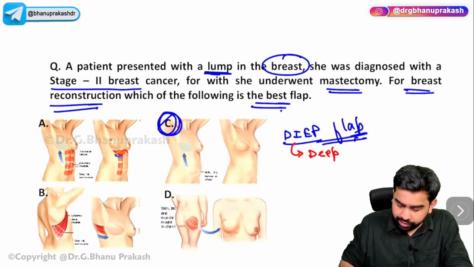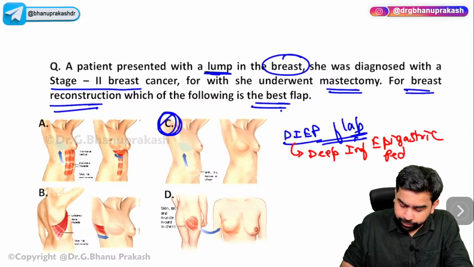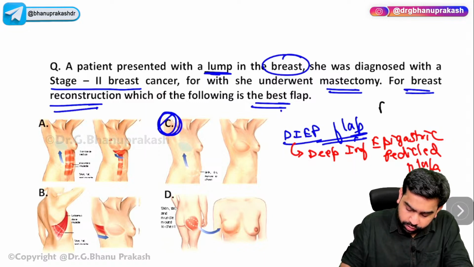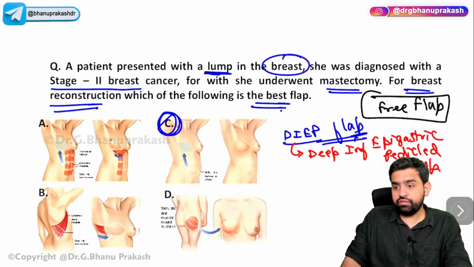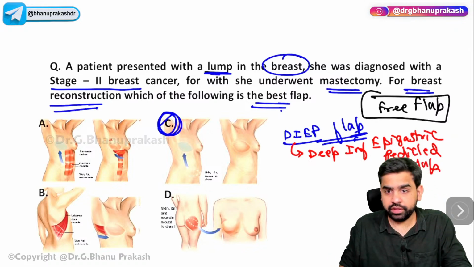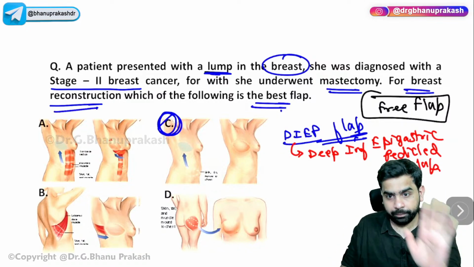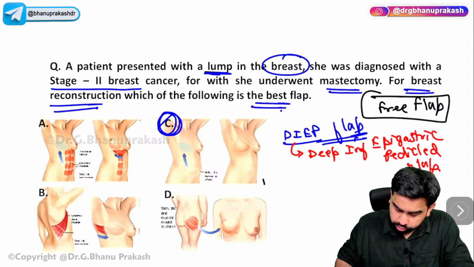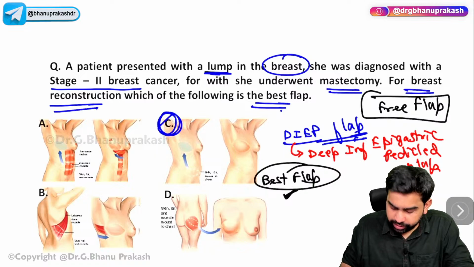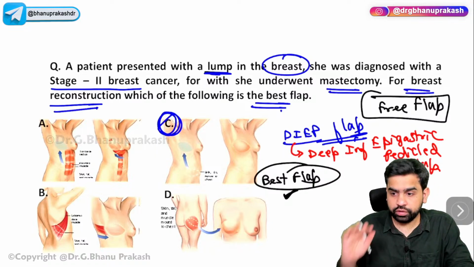This is a deep inferior epigastric pedicled flap. This is your free flap. Okay, so this is your free flap, and that is what you basically have in this DIEP, deep inferior epigastric pedicle flap. I hope you are able to understand this point, and this is also the best flap which we have for the patients for breast reconstruction.